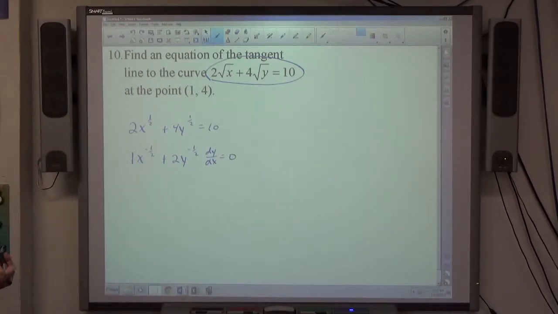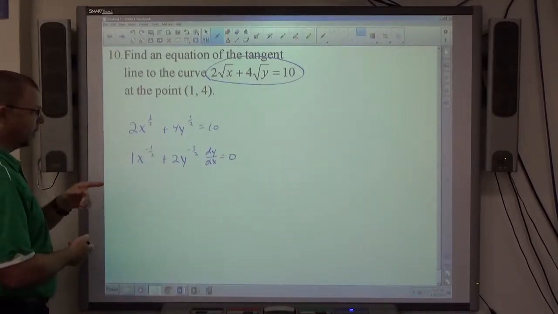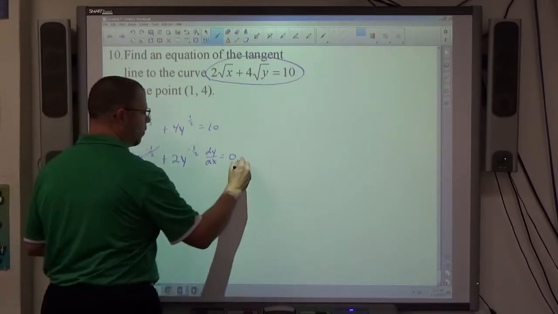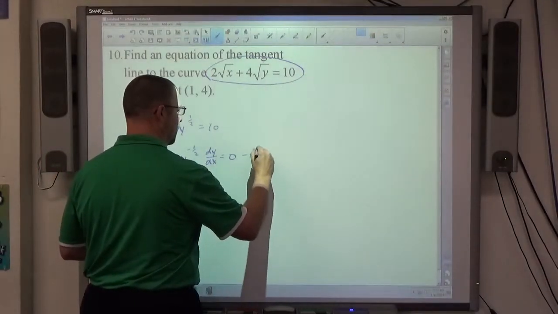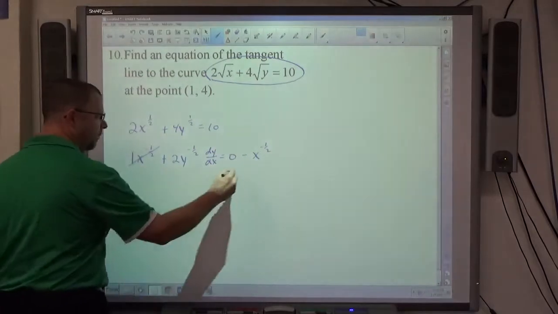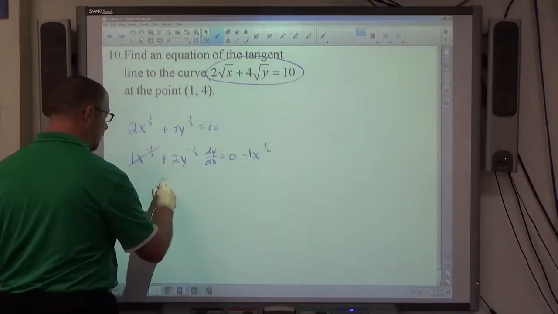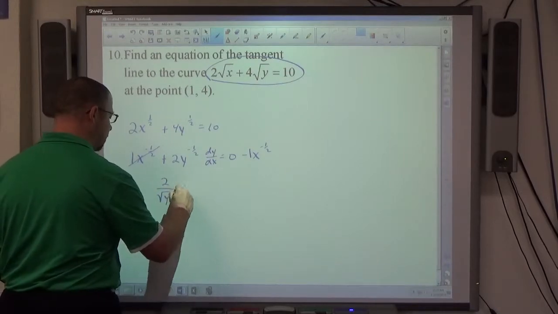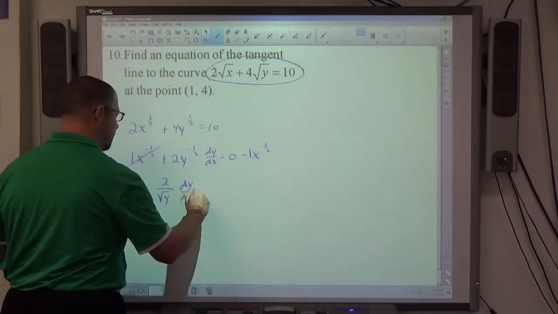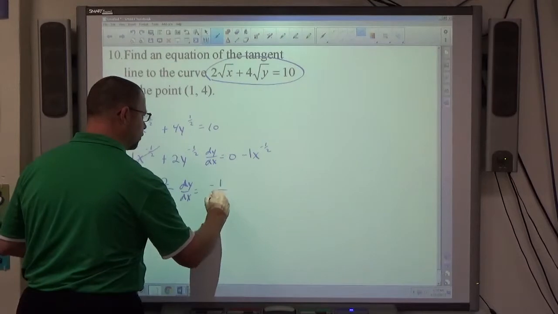Again, it's just an implicit function. Implicit differentiation is necessary. If I want to get dy dx, then I'm going to move the x to the negative half over here. So the 1 becomes negative, the x to the negative half is still negative half. I might even go this route. I might go 2 over the square root of y dy dx equals negative 1 over the square root of x.